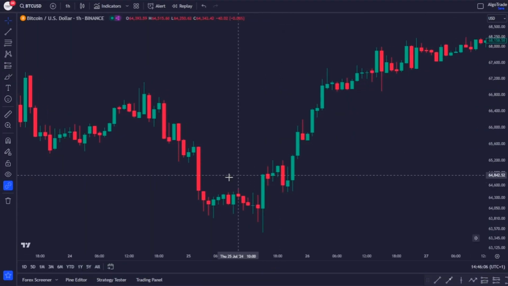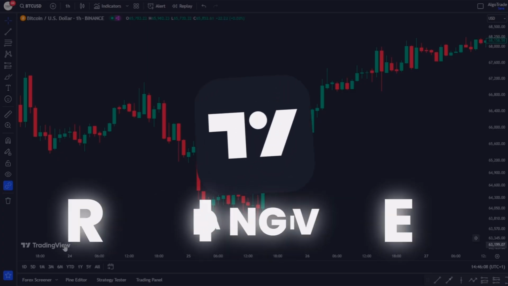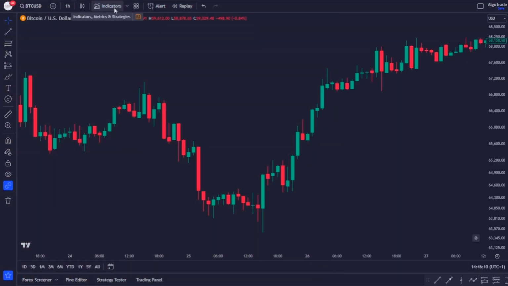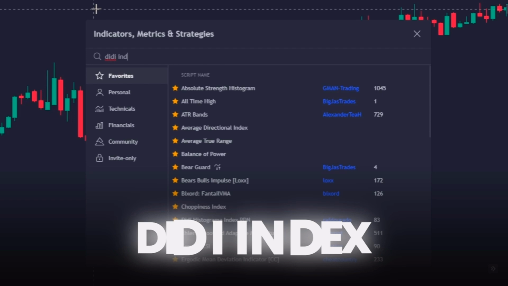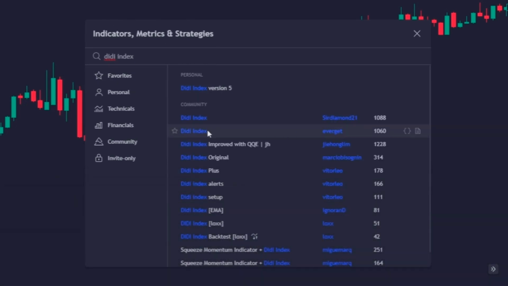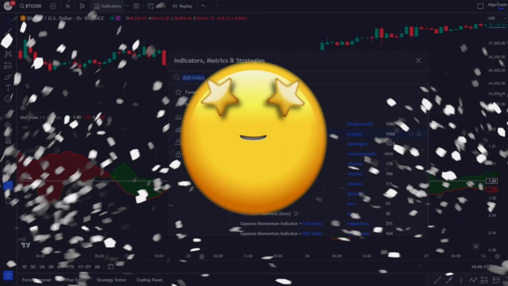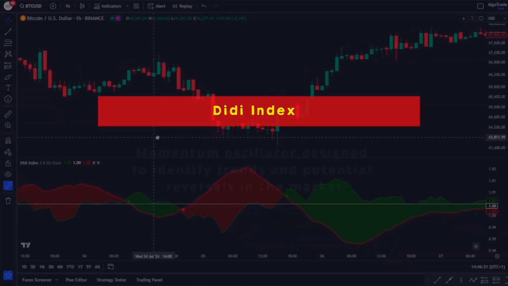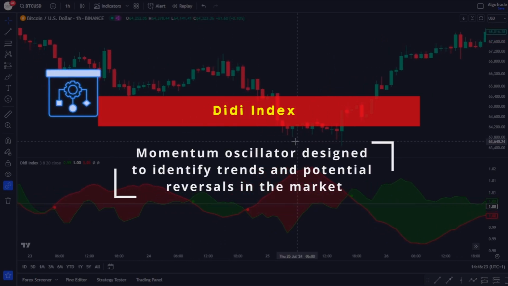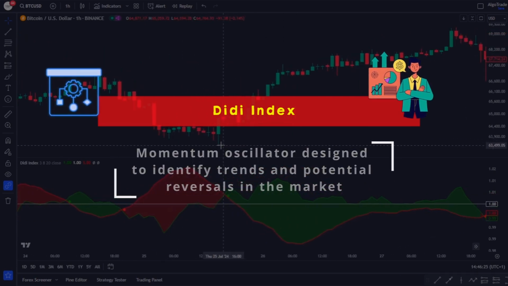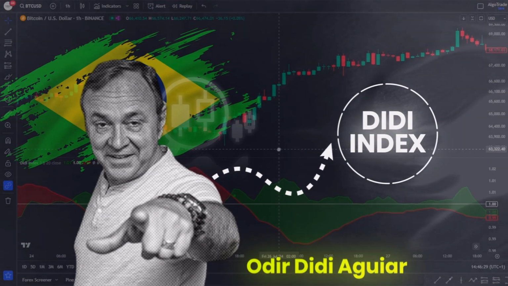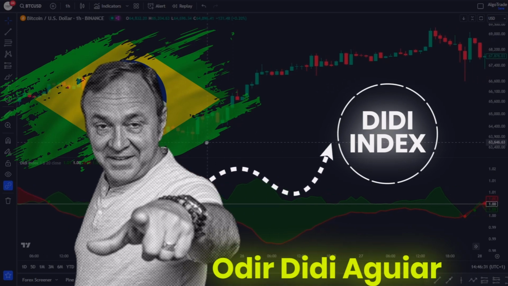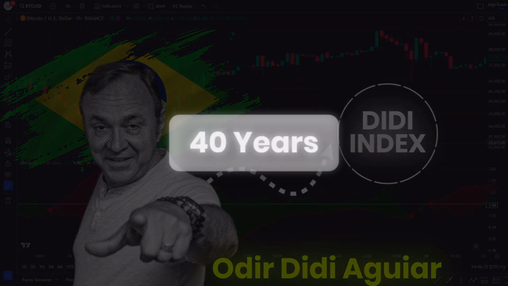So, as usual, let's start by adding the indicator to our TradingView charts. First, click on Indicators, then type Didi Index, and you can use this version provided by Everget, which is free. By definition, the Didi Index is a momentum oscillator designed to identify trends and potential reversals in the market, and it was created by a Brazilian technical analyst called Didi, a trader with more than 40 years of trading experience.